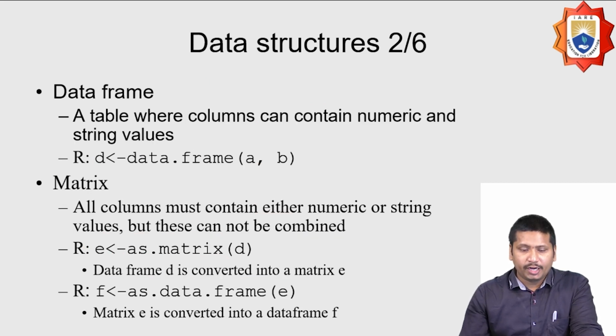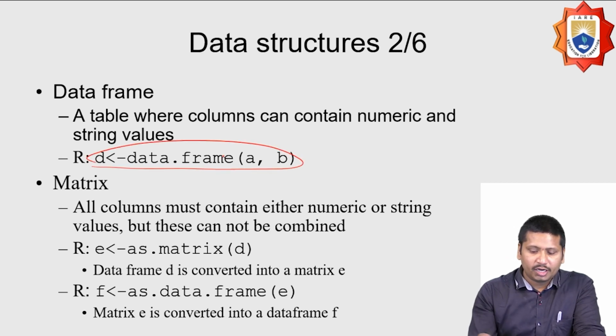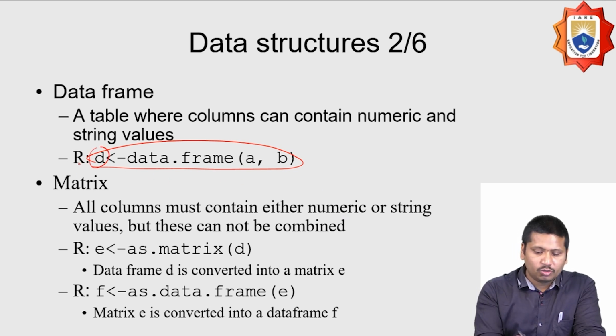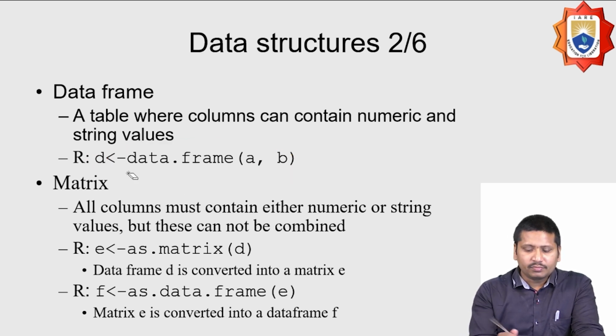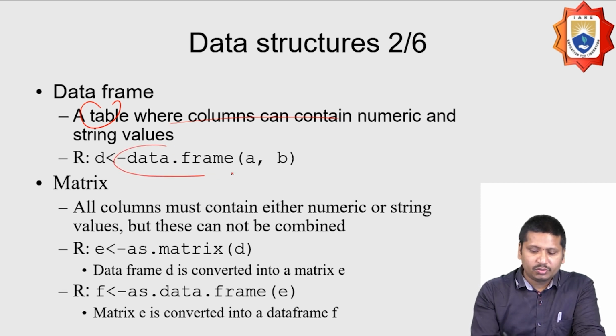And the next data structure is a data frame, which is nothing but a table where the columns can be numeric and string values. How is this created? By making use of the command data.frame of a, b, which should be assigned to the object. Everything you create here in our programming should be compulsorily assigned to an object. So the data frame is nothing but a table where the rows and columns can be numeric and string values, created by data.frame of a, b assigned to the object.